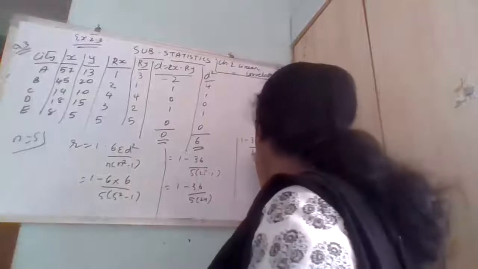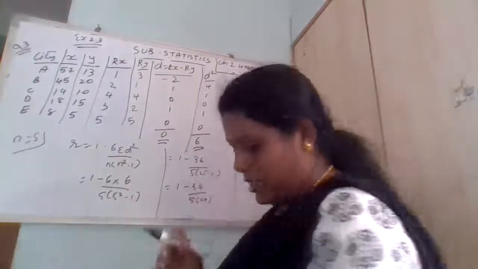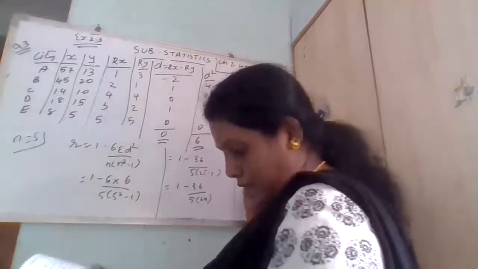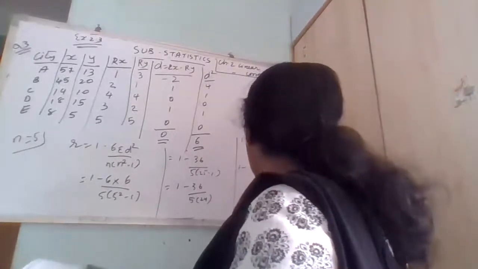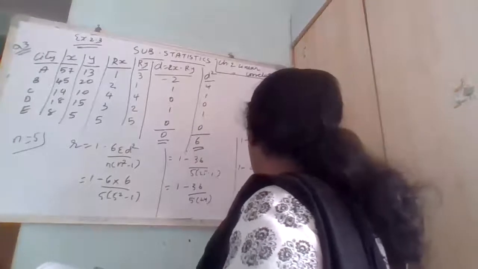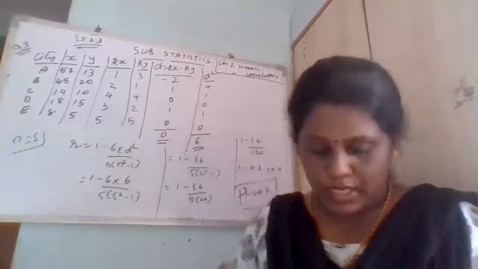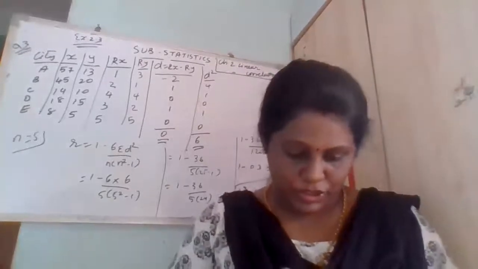120. 1 minus 36 divided by 120 is 0.6. That is 0.7. The value of r is 0.7. This much. Now we'll see the next question.